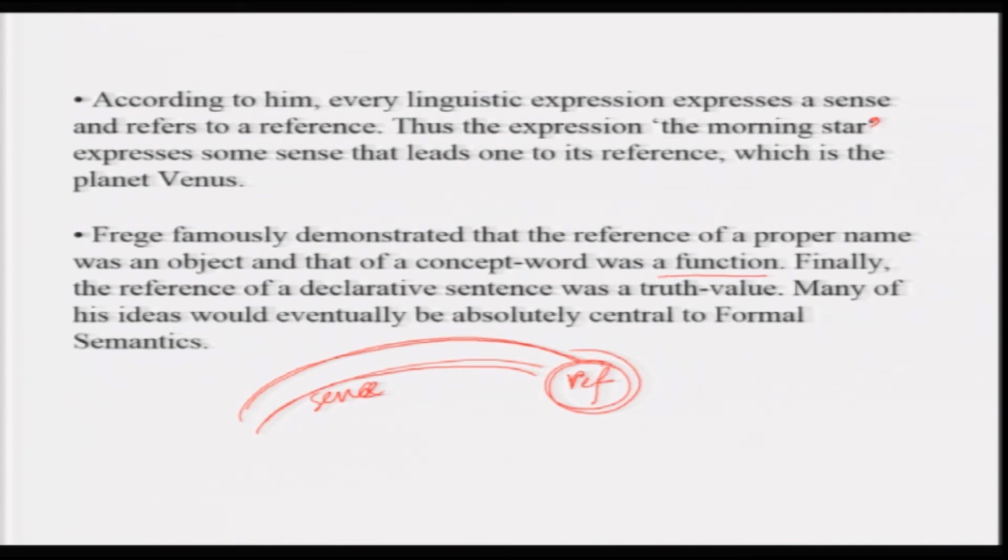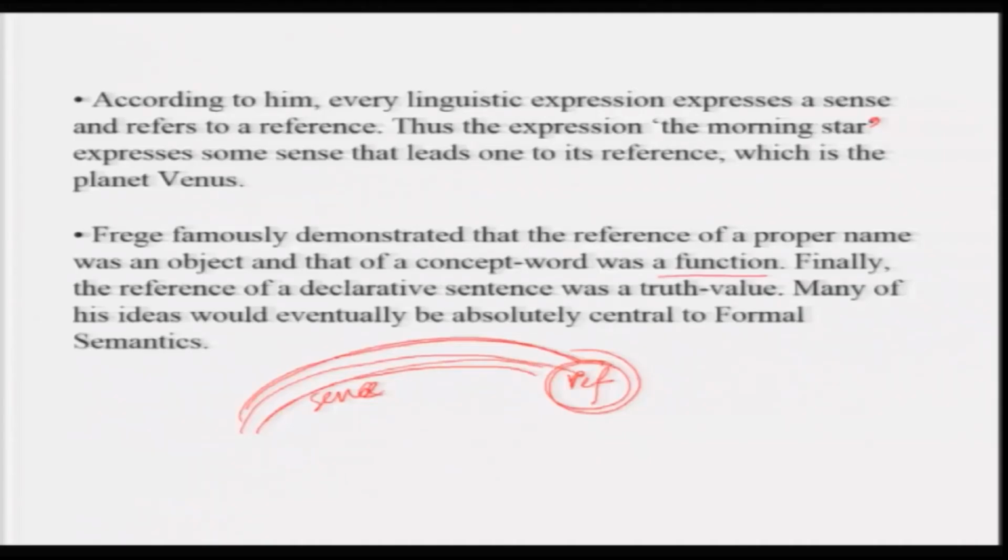Many of his ideas would eventually be absolutely central to formal semantics. Frege was the first person to remove a lot of confusions as far as meaning is concerned. Because before that, some people thought meanings were ideational things. These are ideas, but ideas are subjective things. At the same time, we cannot deny that there is some mental object associated, some mental side to linguistic understanding. What is it?